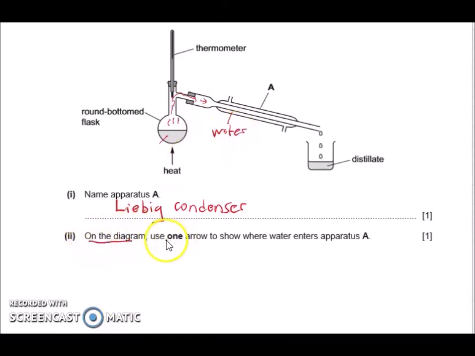On the diagram, use one arrow to show where the water enters. The water will definitely enter from here. When it enters from here, it gets a steady rise and the amount of water always stays the same. So when you have hot vapor here, it will get condensed and change to liquid. That's why the name is a Liebig condenser. So you get 1 mark here, and 1 mark here. I hope you can understand this.